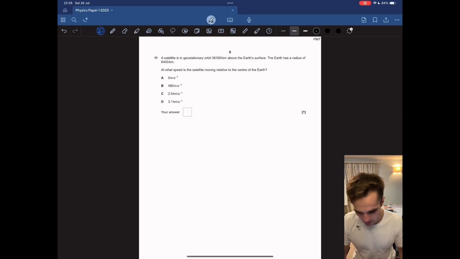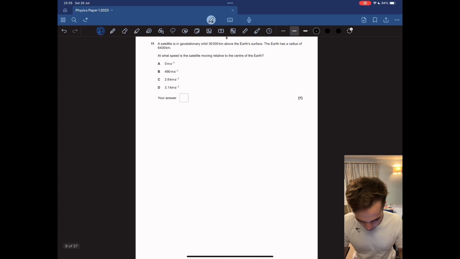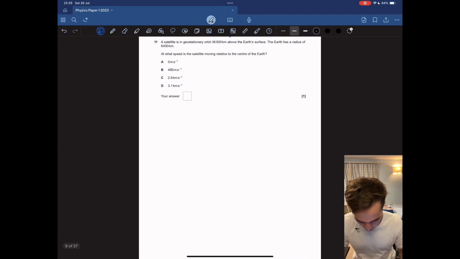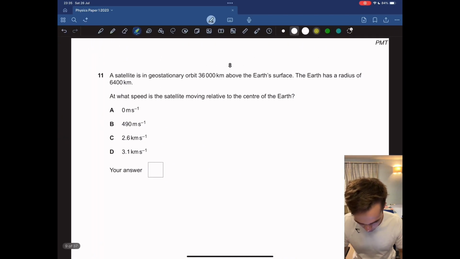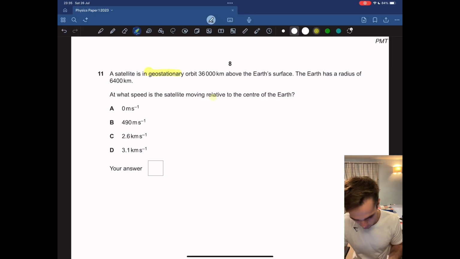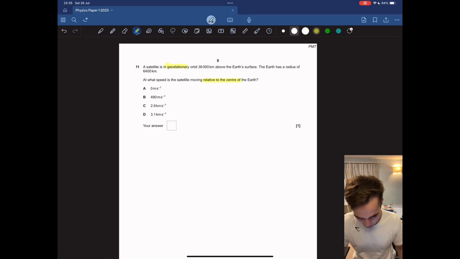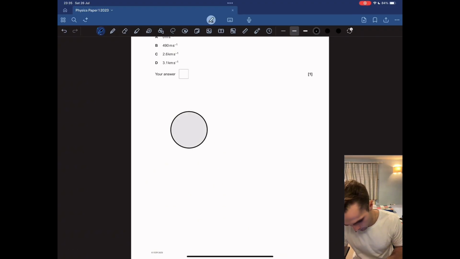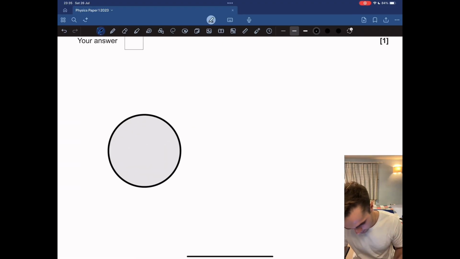So, question 11. A satellite is in geostationary orbit 36,000 kilometers above the Earth's surface. What speed is the satellite moving relative to the center of the Earth? Okay, so there are 2 keywords: geostationary and relative to the center, which isn't a word, but you know what I mean. So we have the Earth, a big circle, and a nice little satellite, which I guess we could draw like this.